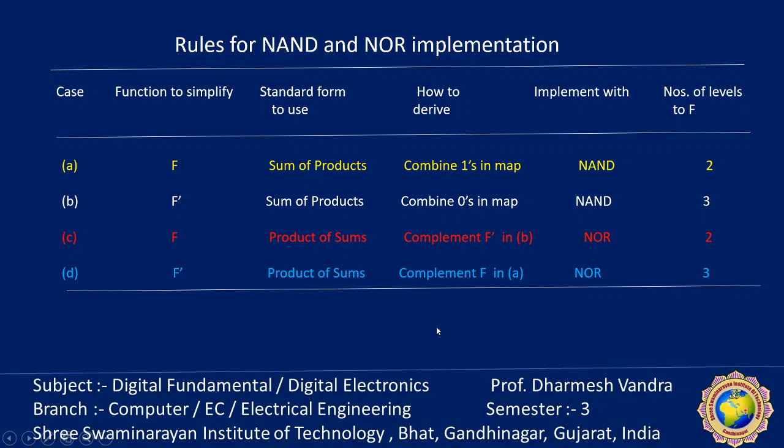Okay, so this is a very important parameter. Our F is in which form? Sum of product, so a 2-level NAND gate is required. If F is in product of sum, a 2-level NOR gate. But if F dash is in SOP form, a 3-level NAND gate is required. And if F dash is in POS form, a 3-level NOR gate is required. So I hope it is making sense how the NAND and NOR implementation is required.